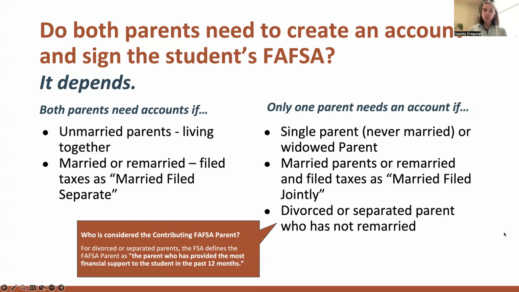As a quick reminder, for the 26-27 FAFSA, students and parents should be looking at their prior taxes. So they'll be looking at 2024 tax information to determine that married filed separately status. Only one parent needs an account for a dependent student if the parent is single, they've never been married, or if they're widowed. If they're married or remarried and filed their taxes as married filed jointly, again for the 26-27 year, that would be looking back at tax year 2024. Or if the parent is divorced or separated and they have not remarried.